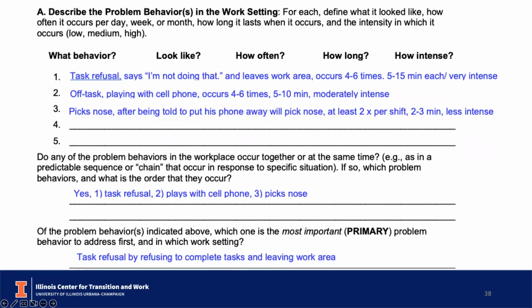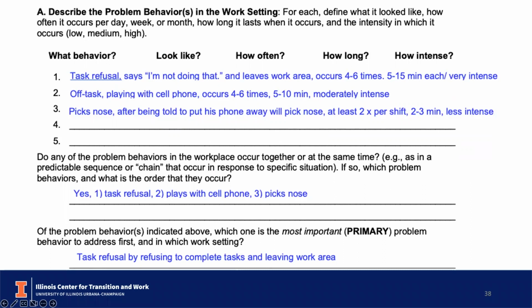So in Tony's situation, his behavior is task refusal. And what that looks like is he'll say, I'm not doing that, and he'll leave the work area. This occurs 4 to 6 times, and it lasts about 5 to 15 minutes each time. And in terms of intensity, this behavior is very intense.